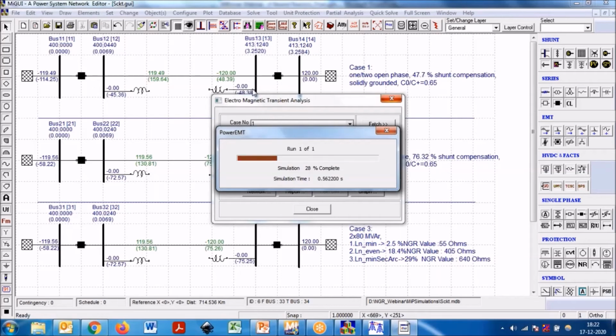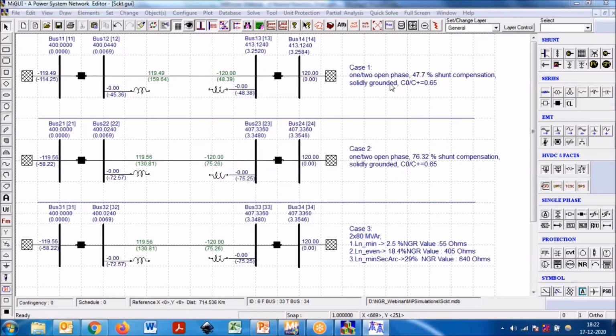So we are trying to observe some bus voltages here. Like 2 phases we made, right? A and B phases for all the circuits with different values. So this degree of compensation is different for the first case.